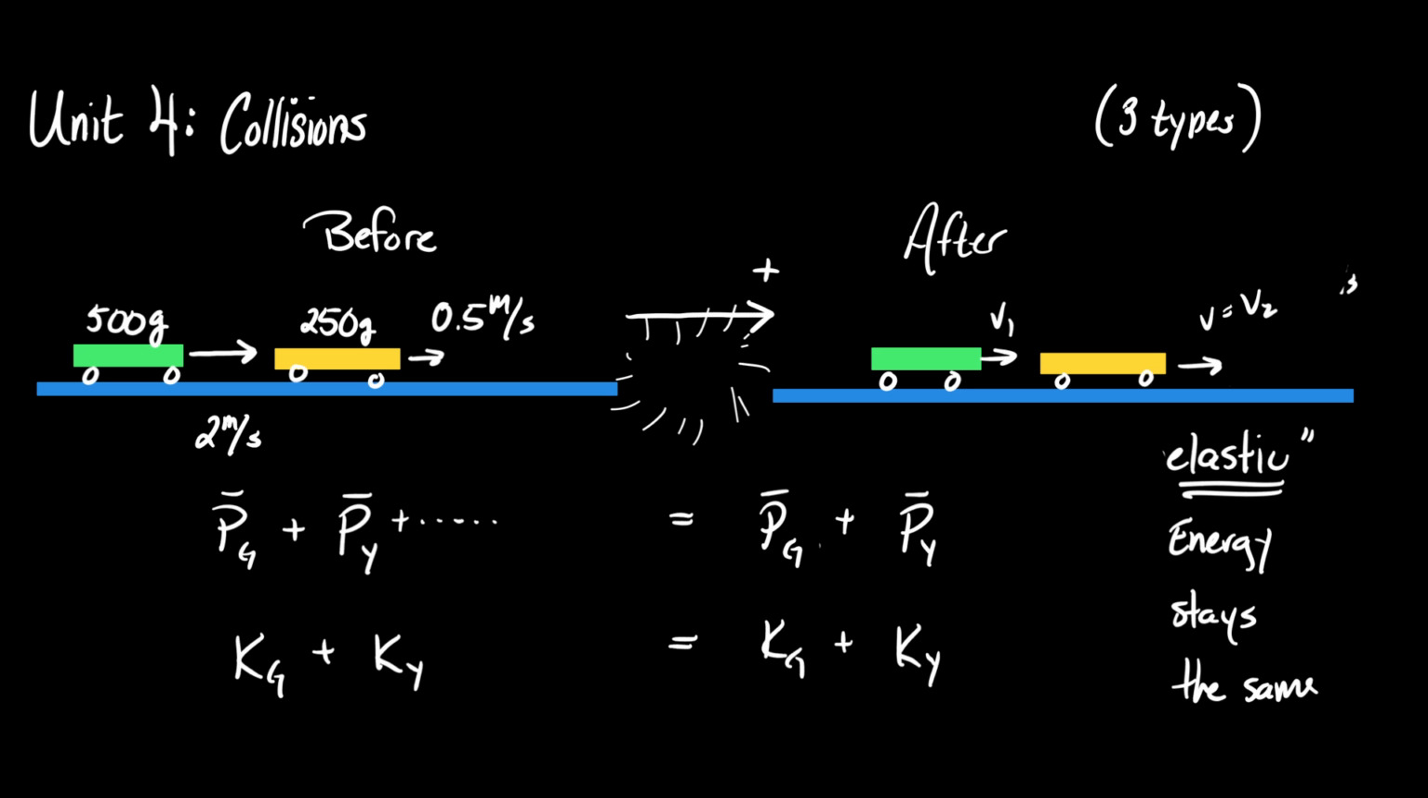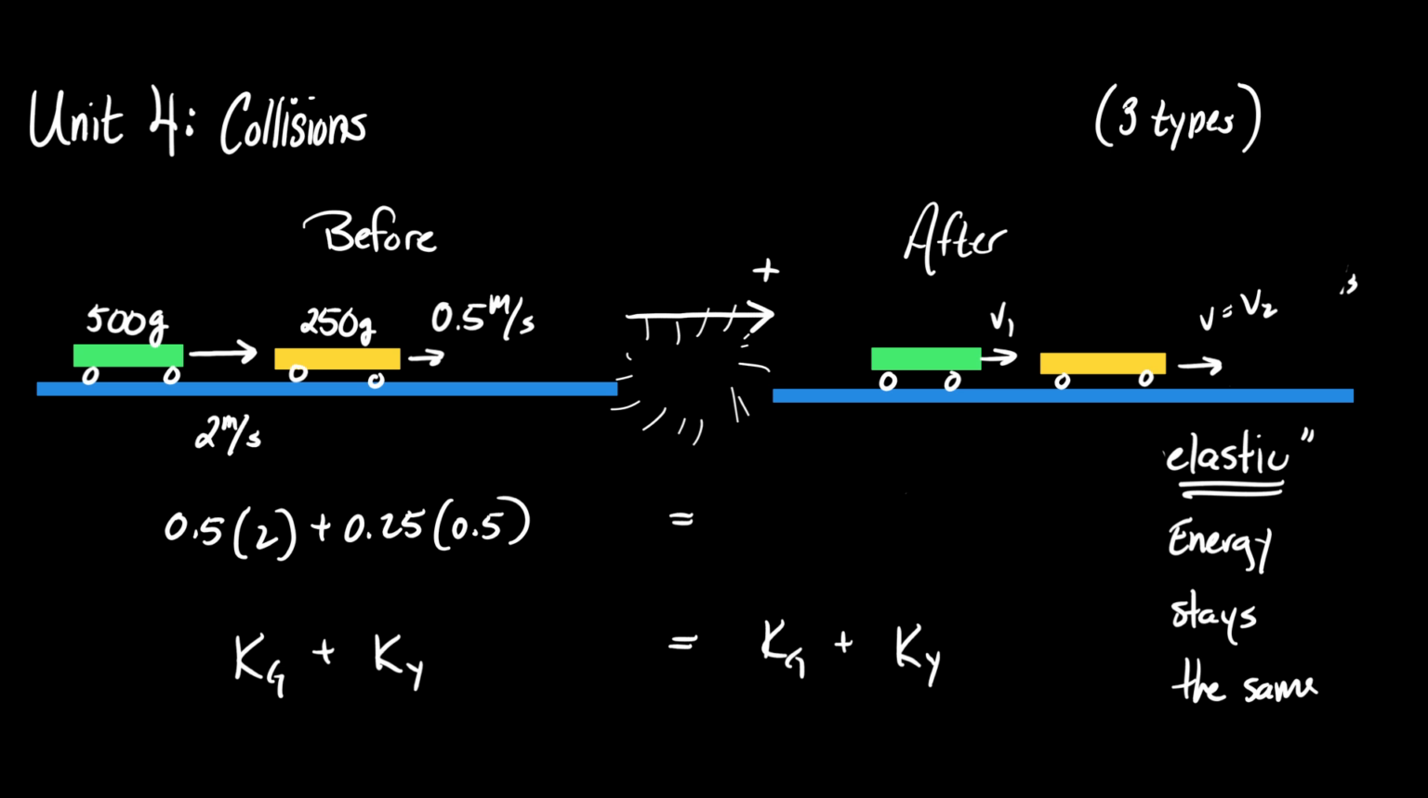For example, I'm going to flesh this problem out so you can see what it looks like, okay? I'm going to put in what the momentum equation would look like before and after, and what the kinetic energy equation would look like before and after. So let's start with the momentum equation. The momentum before will be 0.5 times 2 plus 0.25 times 0.5. And that's got to equal 0.5 Vg plus 0.25 Vy.